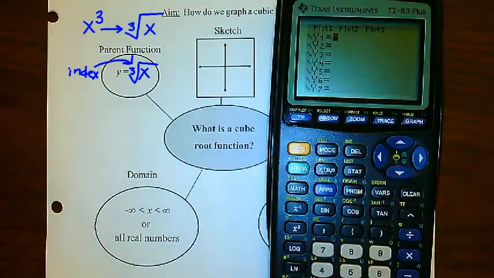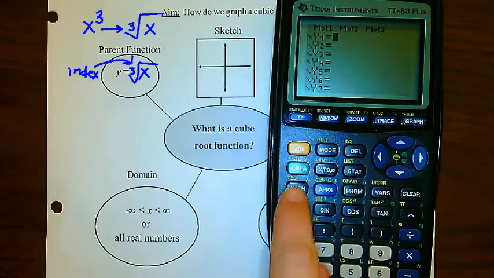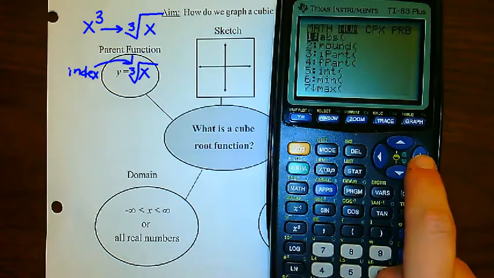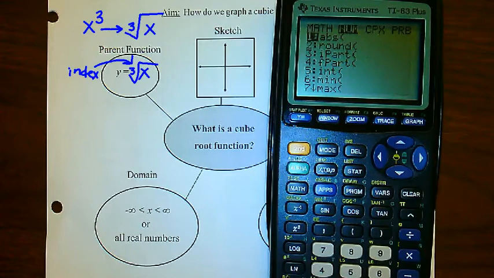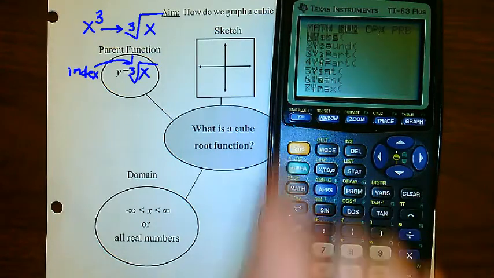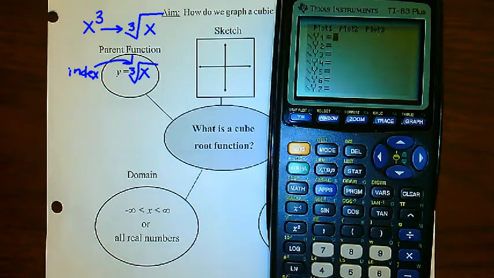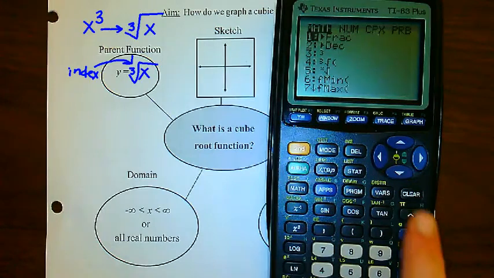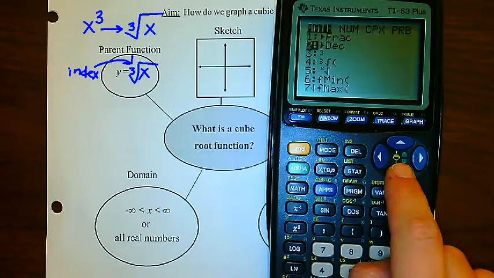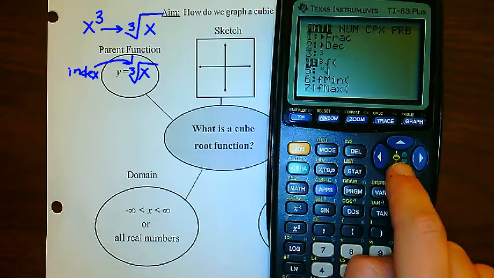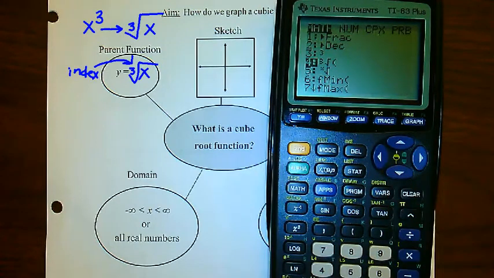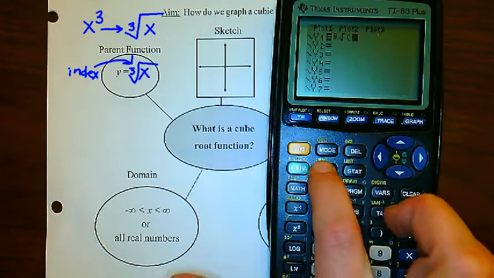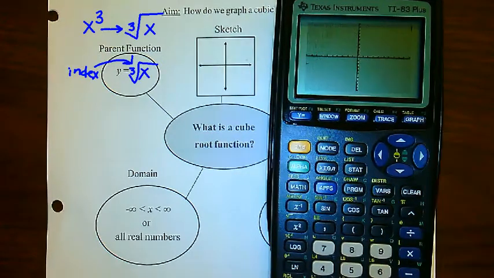This is something new. So remember when we did the absolute value, we had to hit the math button, and then we went over to number, and then ABS was where we went. Well, now go back to y equals, and hit the math button, and if you go all the way down to 4, that is your cube root. Okay, so I'm going to click on that. So the cube root of x, go ahead and graph that.